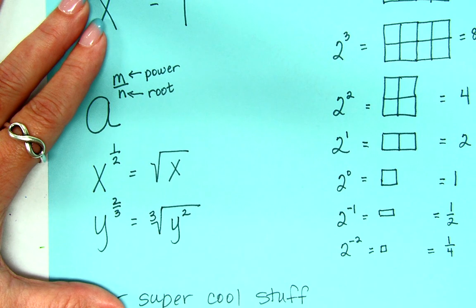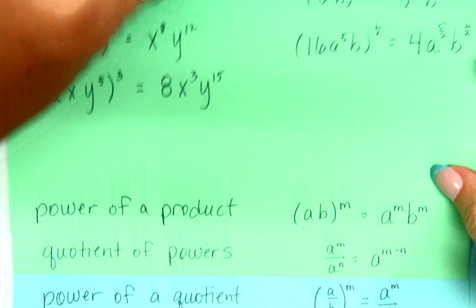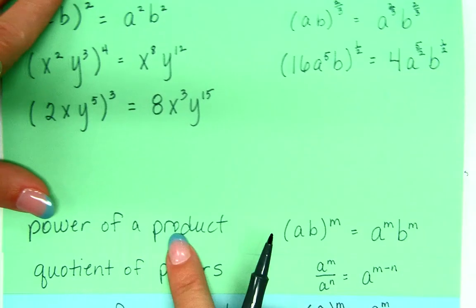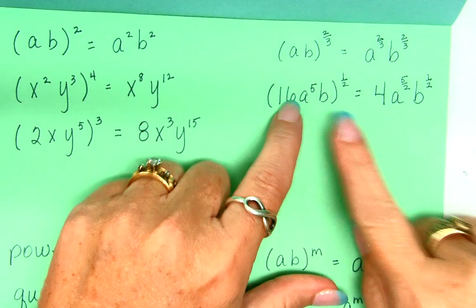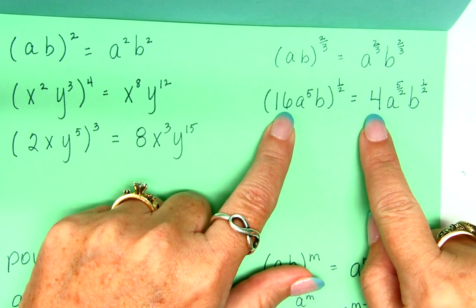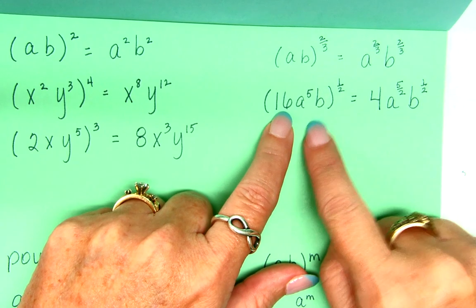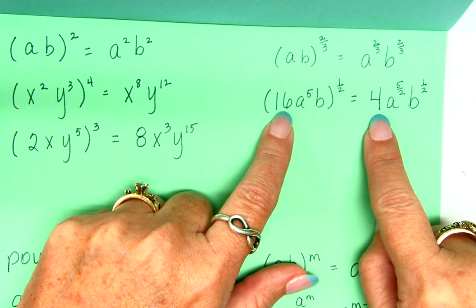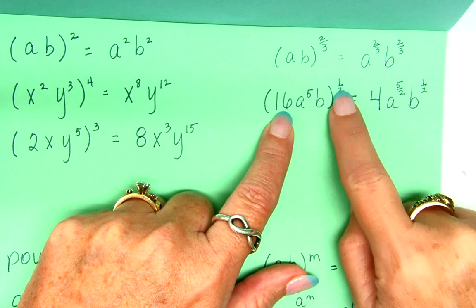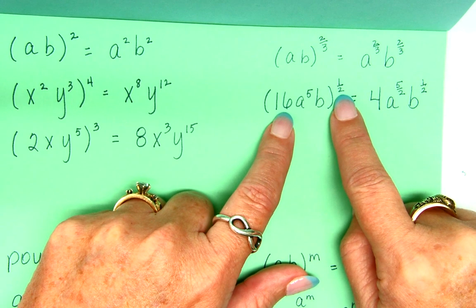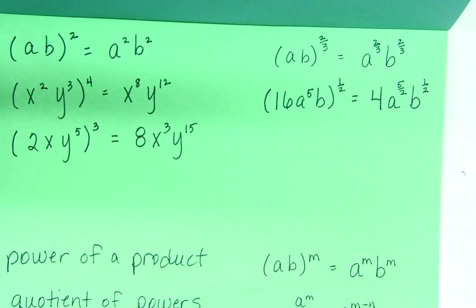Does that make sense? Well, if it makes sense, please go back up here with me to my power of a product. Remember I told you we would come back here, right? In my power of a product, I asked you to trust me on this one. Remember, this is the one where we take everything inside to that power? And what I said was 16 to the 1/2 power was 4. Does that make sense now? Because what am I asking you to do to 16? The square root. Does that make sense now? All right, any questions about this?